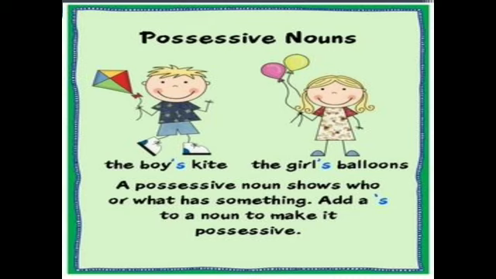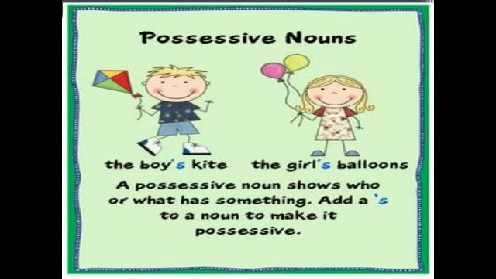So nouns possession or possessive nouns, they both are the same. Here you can see a possessive noun shows who or what has something. Okay, so the possessive nouns show the possession of something, like we use them to show ownership. When we want to show ownership, then we use the possessive nouns. Add an apostrophe s to a noun to make it possessive. When we want to show the possession of a noun, we use apostrophe or apostrophe s with that noun to show the possession.